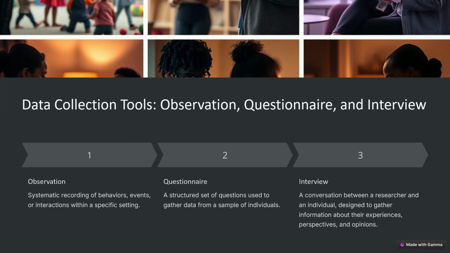Data collection tools: observation, questionnaire, and interview. We have several tools for collecting data in social work research. Observation allows researchers to see behaviors in real time. For example, observing children in a classroom setting can provide insights into social interaction. Questionnaire gathers responses from many people efficiently, such as in a community survey on access to health services. Interview offers an in-depth understanding of individual experiences, useful for exploring sensitive issues like domestic violence or mental health challenges. Each tool provides unique advantages and may be chosen based on the study's goals.